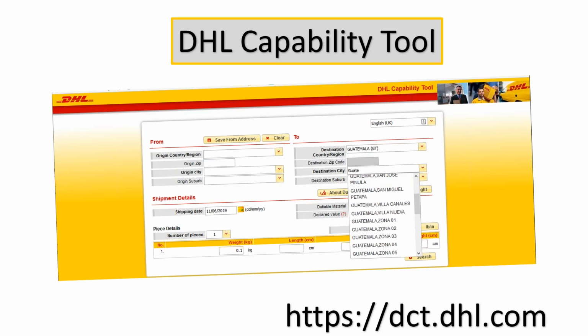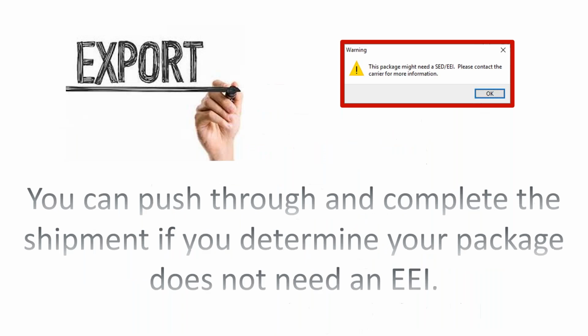So some other new things in PostalMate is a new message that pops up. It's going to look similar, but it's a little different, trust me, when a package might need an EEI. An EEI used to be called an SED, stupid extra document, but an EEI is electronic export information, and it's a filing with the United States Census Bureau. It's for any package with a commodity value of $2,500 or higher, or a package of any value to severely restricted countries. So the $2,500 one is usually the one that you will run into.